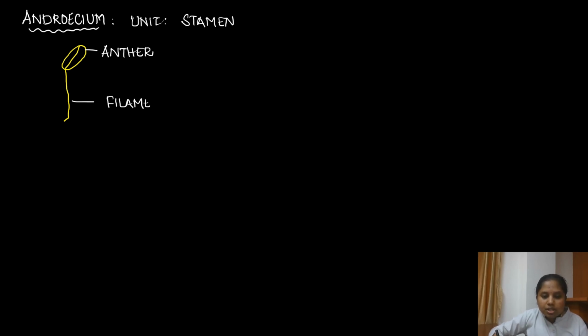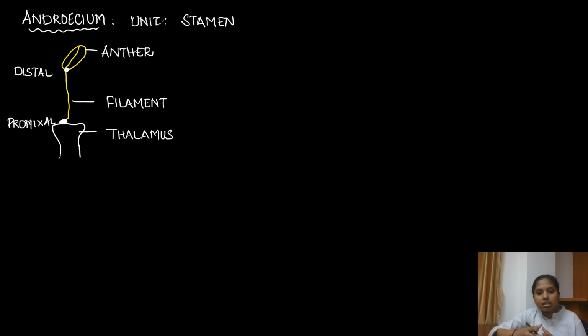Now, where are these present? The stamens are present on the thalamus. This will be my thalamus. The filament is attached to the thalamus at one end and to the anther on the other end. The end where it is attached to the thalamus, you call that end the proximal end. And the end which is attached to the anther, we call the distal end.